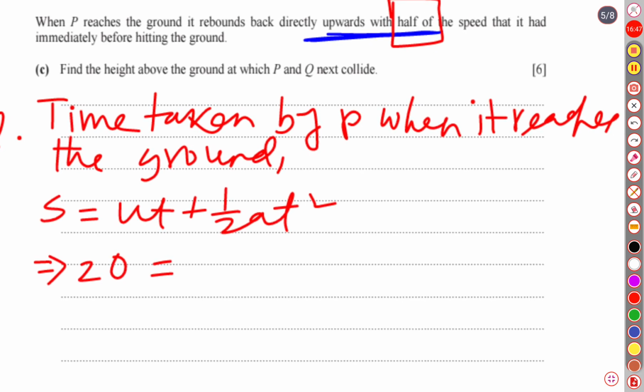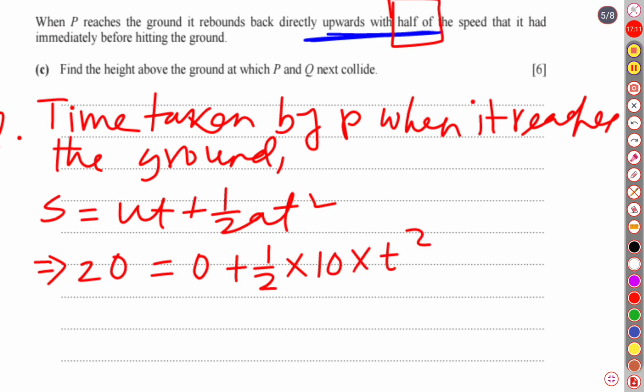So it is 0 plus half. Will it be plus or minus? Look at this, P was moving downward, and acceleration due to gravity is also acting downward, so definitely it is going to be positive. That means the direction was the same. So half, and acceleration due to gravity is 10, and t squared.